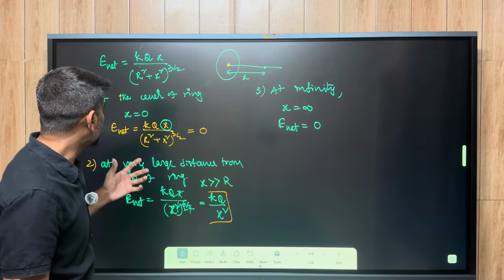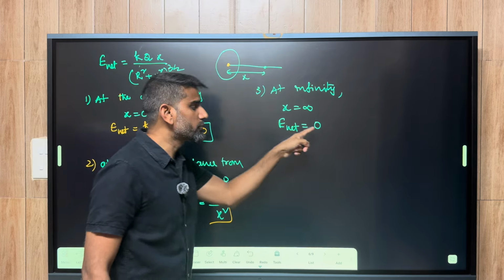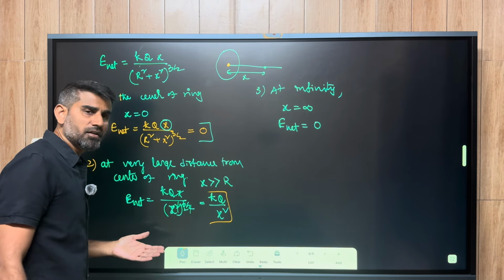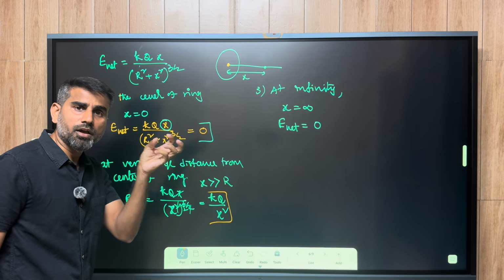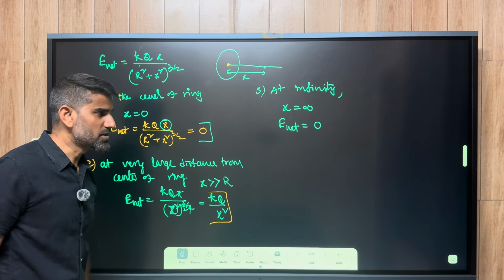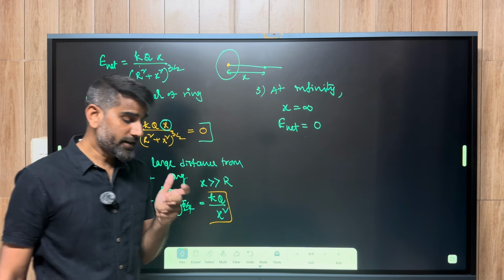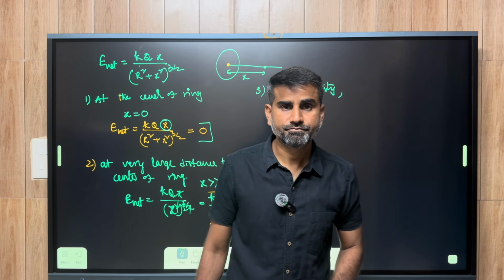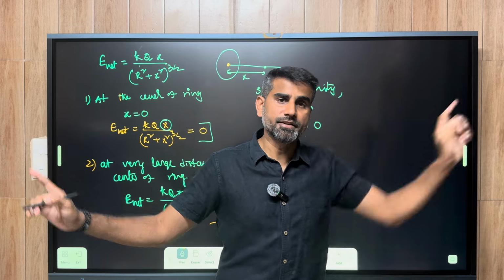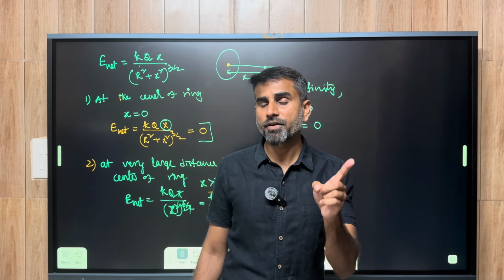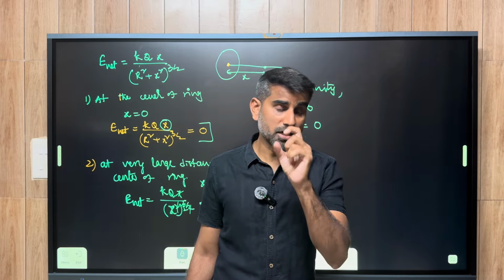So when you look at the results, at the center it is 0, and at infinity also 0. In between these 2 points, somewhere, this ring will appear as a point charge, and from these 3 results, I can conclude that the electric field may be maximum somewhere between the center of the ring and infinity.